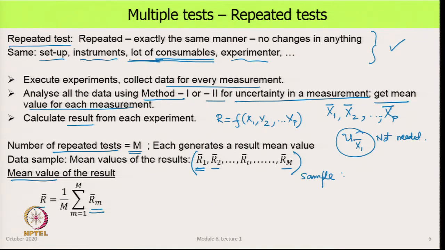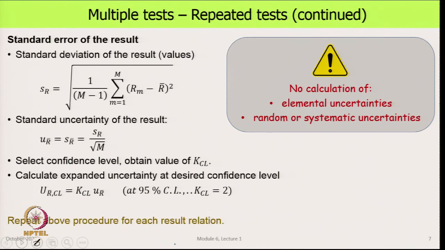So, we get the mean value from the experiment. This was the individual means. Then we calculate the standard error of the result, for which we first calculate the standard deviation, which is the same formula that we have in statistics, and using that we calculate the standard uncertainty of the result or the standard error, which is UR bar.